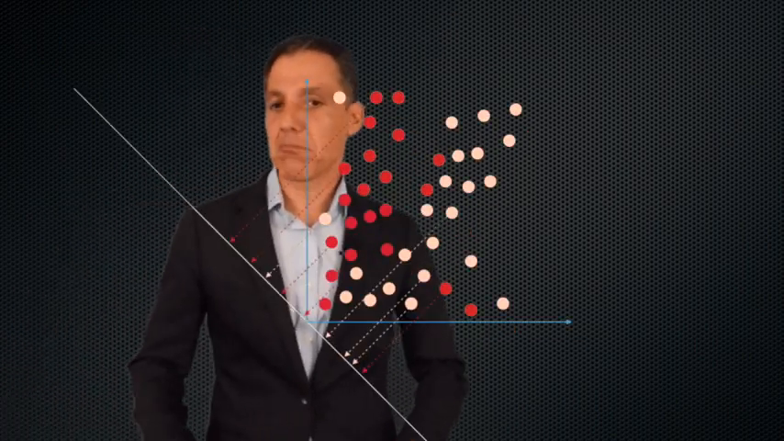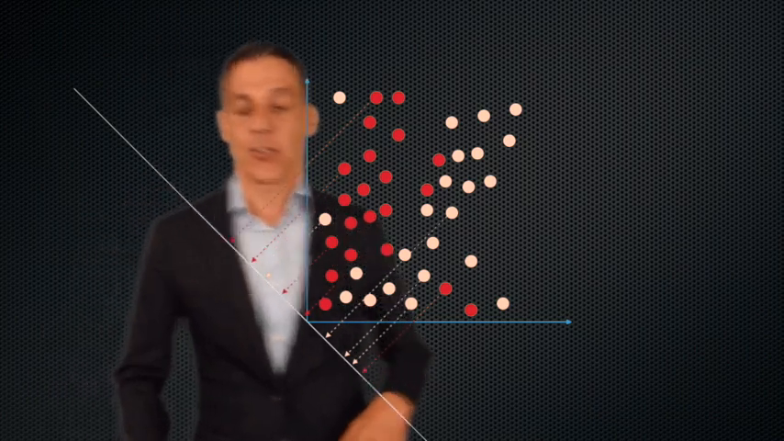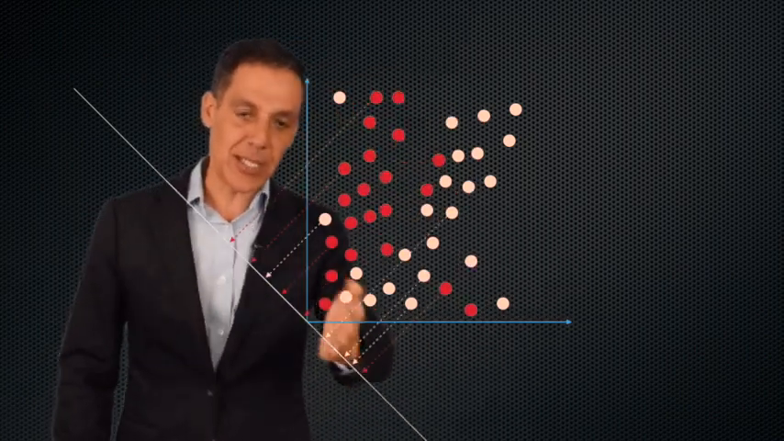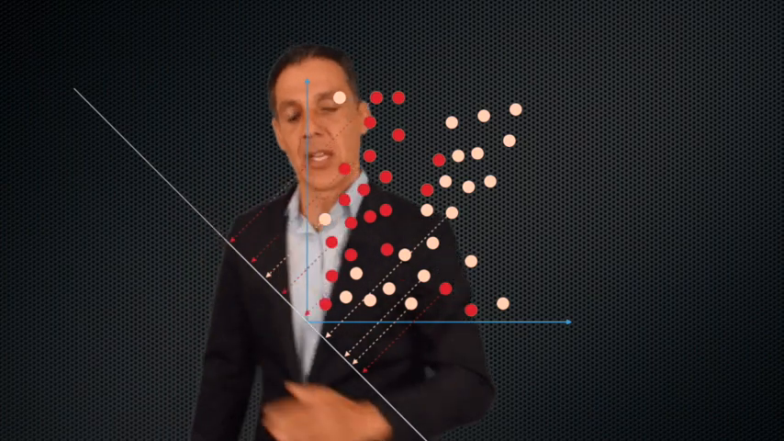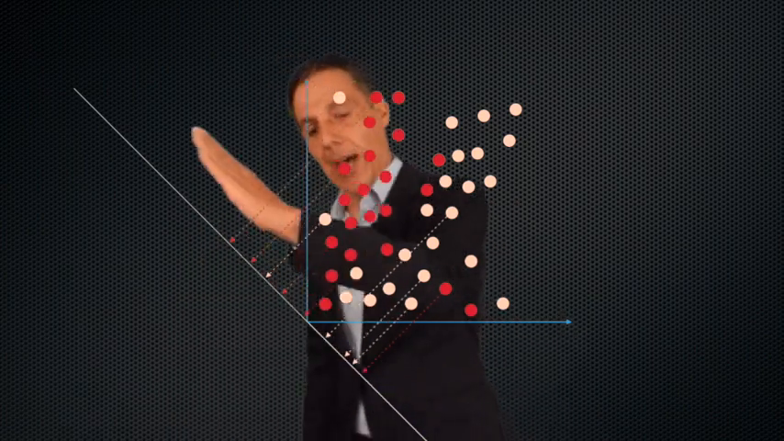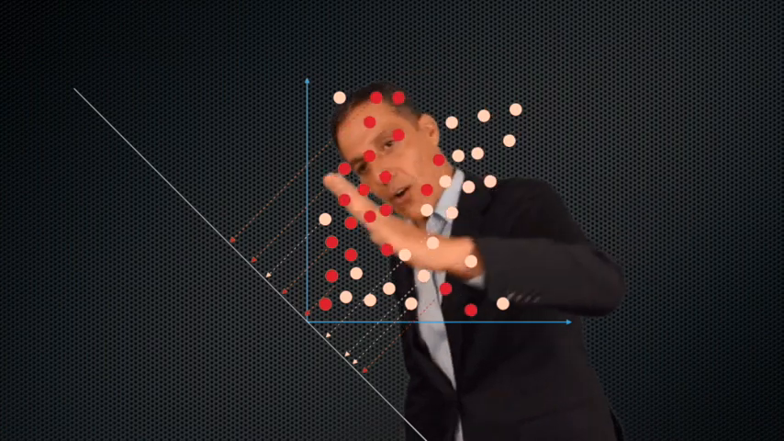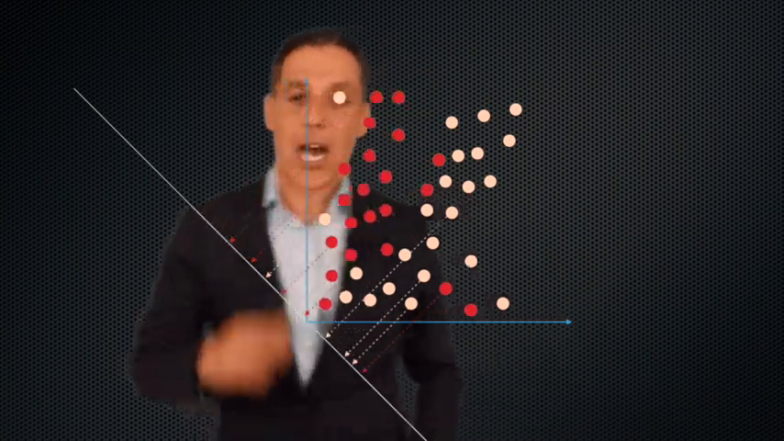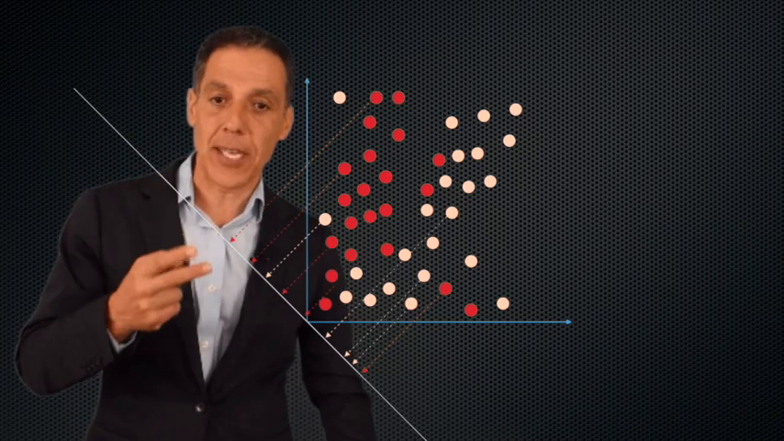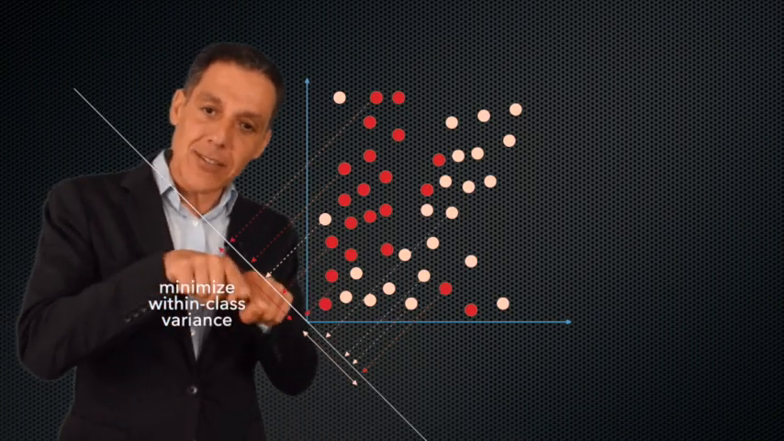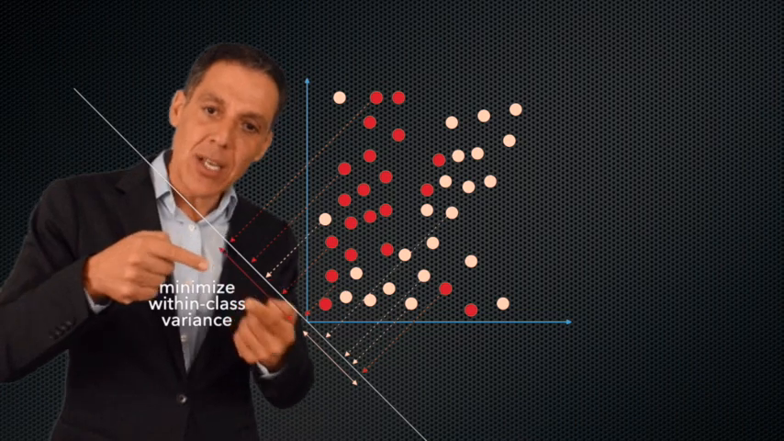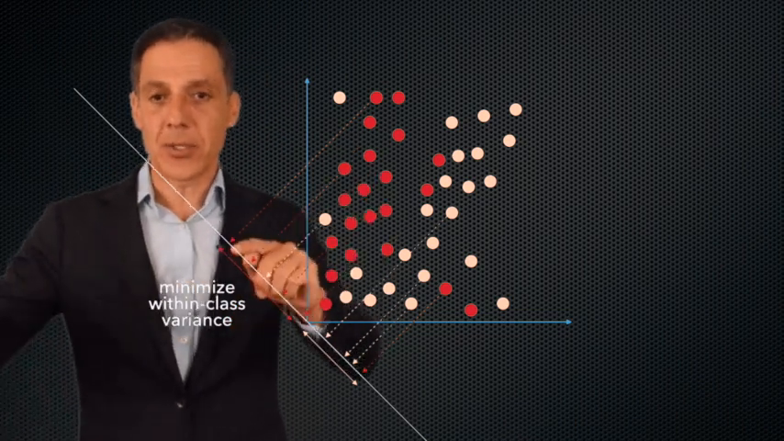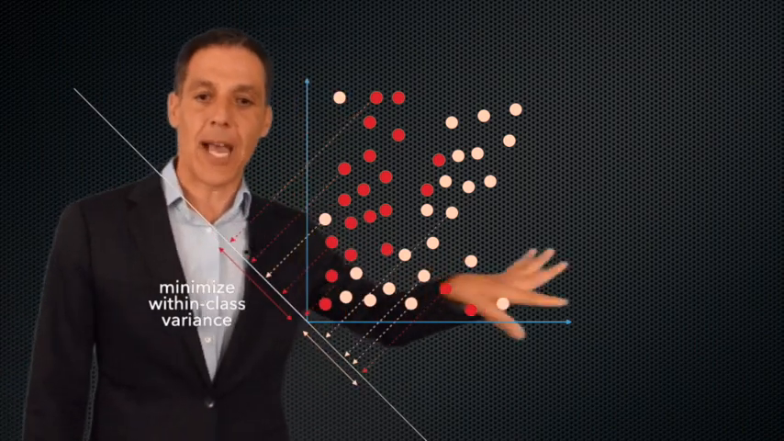And how do I do that? I need some objective function. So here's the objective function. I'm going to change this line from a separating surface to a projection. So now what I'm going to do is find a line such that when I project all the data onto that one-dimensional subspace, I'm going to accomplish two things. The first thing is I'm going to minimize the within-class variance. So class is red, did recidivate, or yellow, did not recidivate.